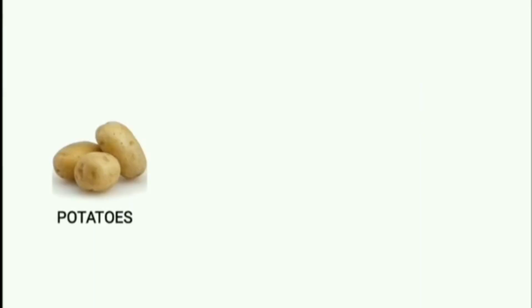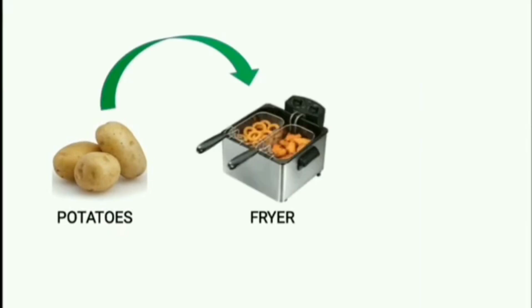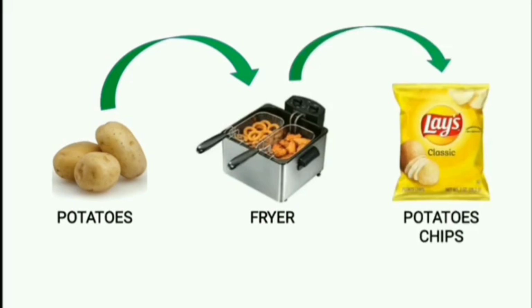Let me give you another example. Here I have some potatoes. Now I will slice them up, and after I slice them, I will put them inside the fryer. The fryer is a machine that will turn the raw potatoes into cooked potatoes. After all the processing, after a few moments, we will get the final product, that is the potato chips.